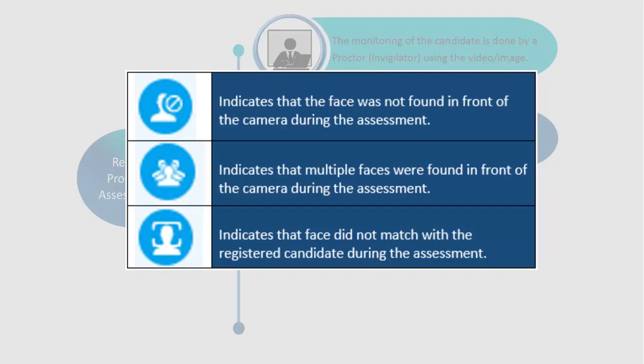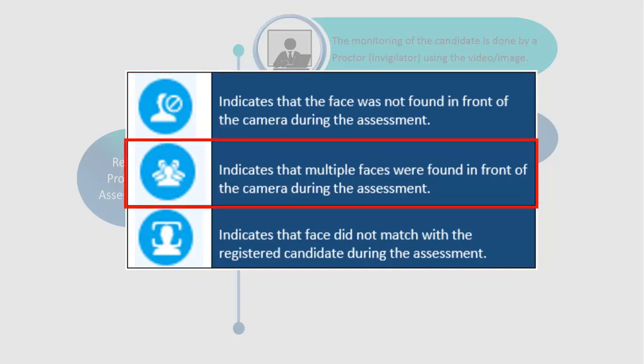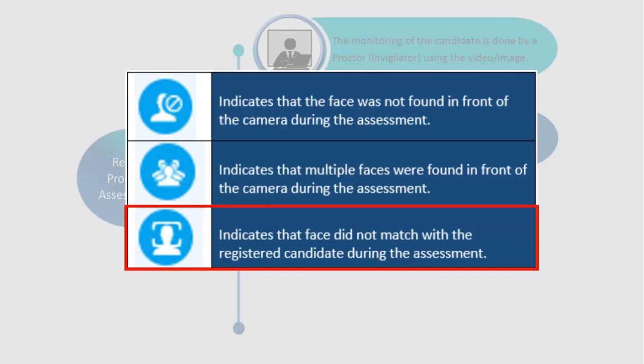There are 3 types of alerts raised by the AI system. No face detected, indicating the candidate is away from the computer or laptop. The second alert would be multiple faces detected, which indicates that the candidate is not alone in front of the system. Another alert would be low facial match, indicating a possible impersonation.